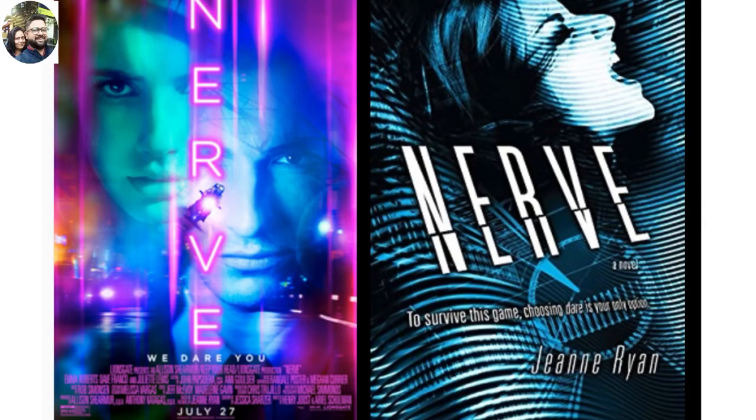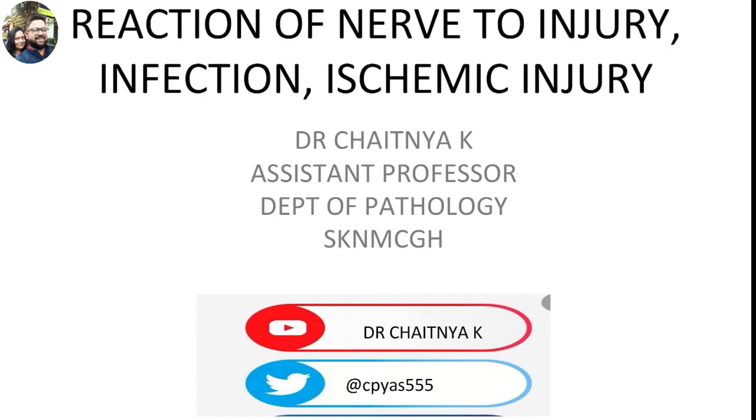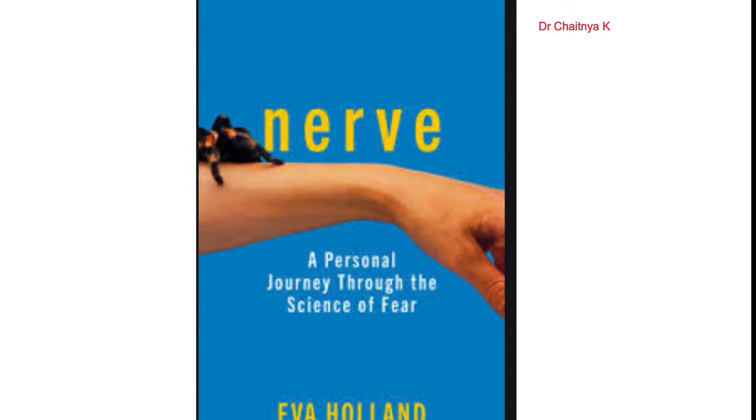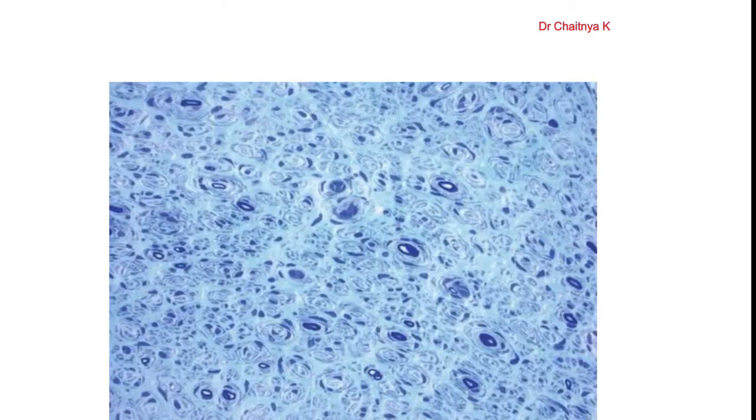Okay, so when I search for the nerves, I got this. Basically, this is a novel nerve written by Jane Ryan, and it is due to the infection or ischemic injury. What are the responses of the nerve? So another book is also there by Ivan Holland. I don't know what about it.